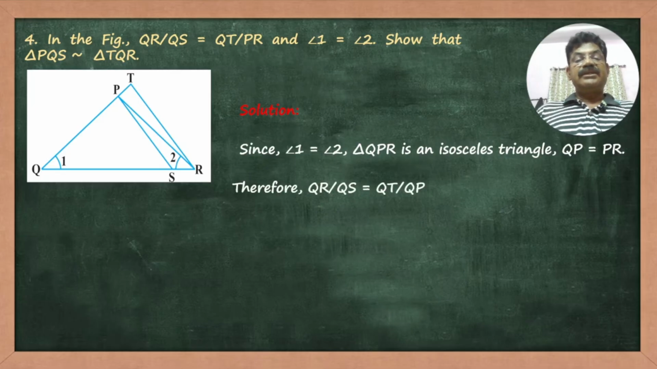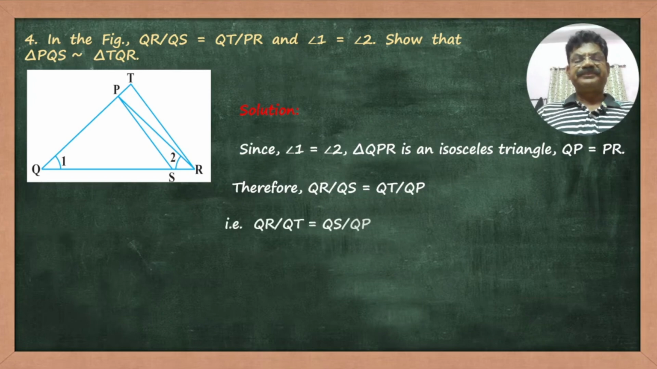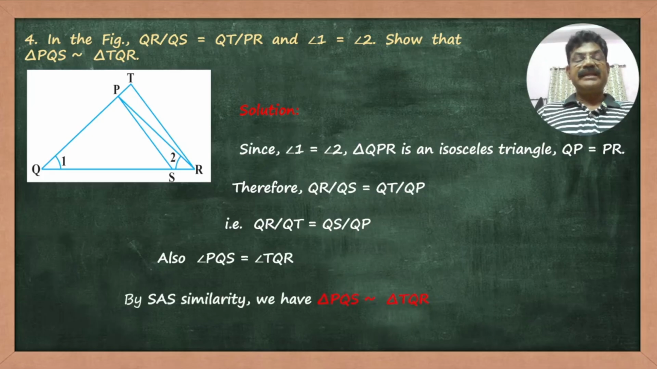In the given relation, you substitute this value. Therefore, QR by QS is equal to QT by QP. That is, QR by QT is equal to QS by QP. Also, angle PQS is equal to angle TQR. Both are angle Q only. Therefore, by SAS similarity, we have triangle PQS is similar to triangle TQR. It is very simple.